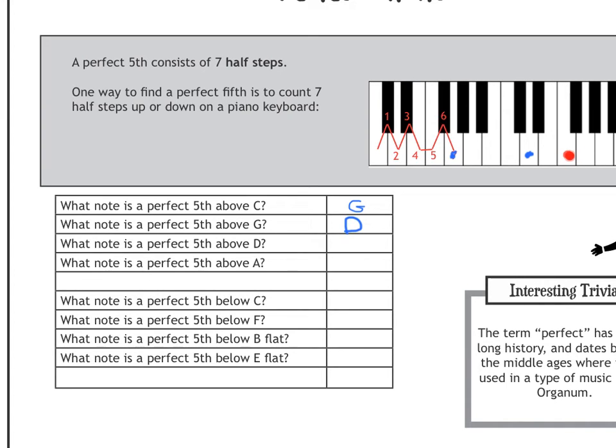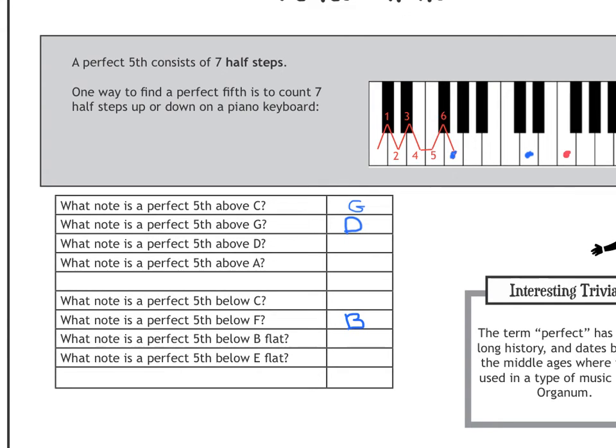First thing I can do is get my letter name. I'll just count down that fifth. So F, E, D, C, B, right? 1, 2, 3, 4, 5. B is my answer. So I'm going to write a B. Perfect fifth below F is a B. Am I done? Not necessarily.